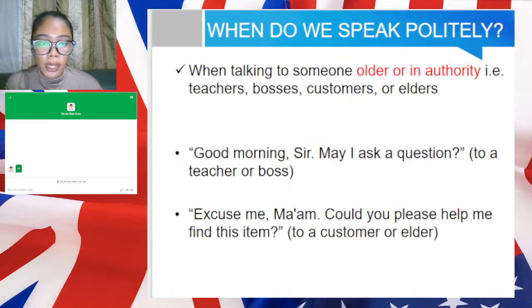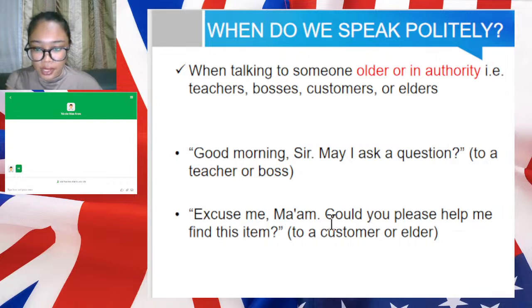So when do we speak politely? First, when talking to someone older or in authority, for example, a teacher, a boss, a customer, or an elder. In these situations, we use formal words, a respectful tone, and often slower, clearer pronunciation.